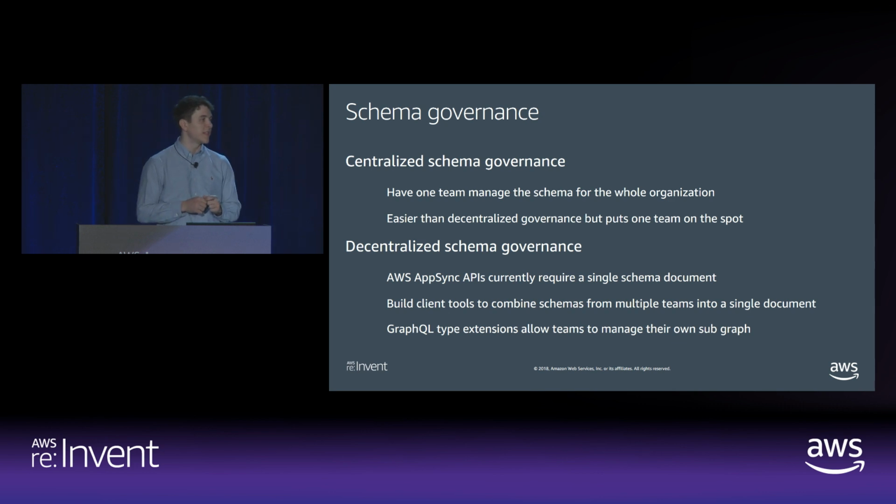The alternative to that is decentralized schema governance, which takes a little bit longer to get right, but it's the golden ticket. It allows everyone to have control of their own subgraph, and there's actually features built into the GraphQL language itself to allow you to do this, the main one being type extensions.